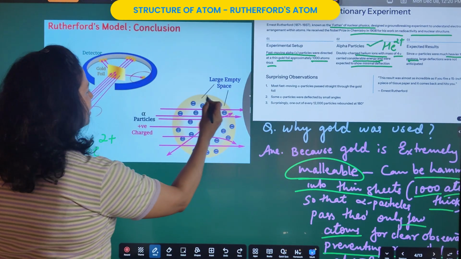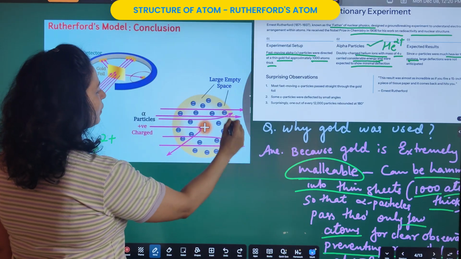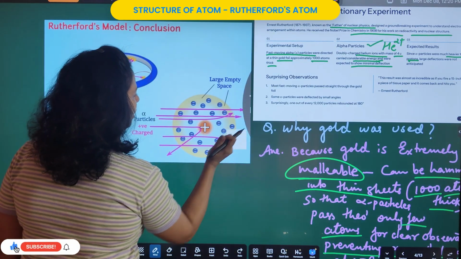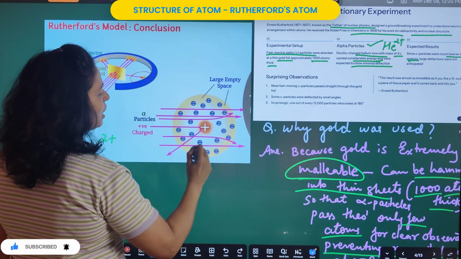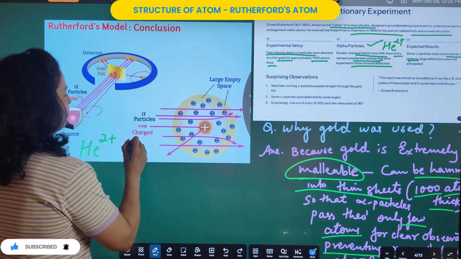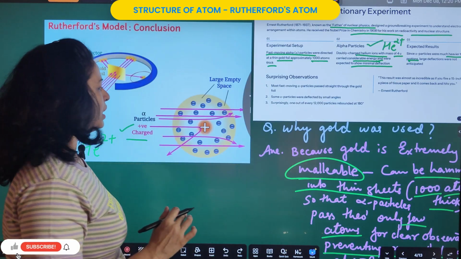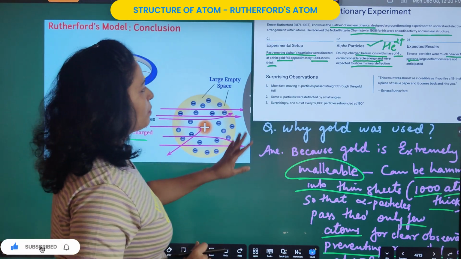So now if you see, this is an atom, and it is passing through the gold foil. In the gold foil, we have large empty space, and here you have electrons here and there. Now, alpha particles are positively charged, right? So what was the observation?